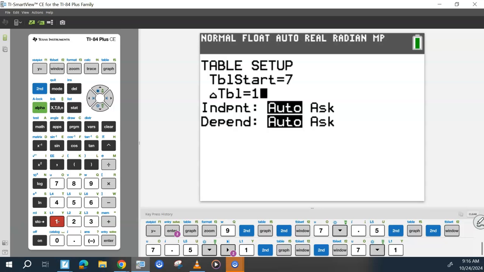Do we have any questions in general, or specific to the calculator, how we find that on the calculator? Now I'm going to show you the same thing on Desmos. So go ahead and open your iPad.